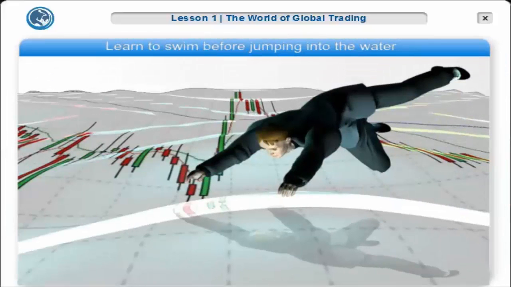One of the most common mistakes made in trading is jumping right into the market without understanding where it's going and without knowing the signs that the market provides. It's kind of like jumping into the water without knowing how to swim. The odds are against you.